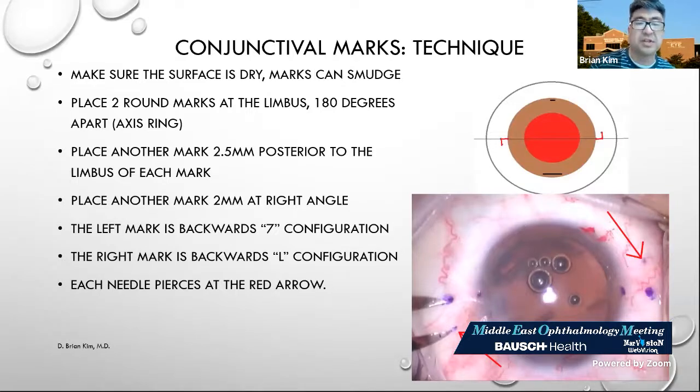So you can start on the limbus, and then I use an axis ring, or you can even use a cannula to find 180 degrees apart, and then mark 2.5 millimeters posterior to the limbus, and then 2 millimeters adjacent. So the left side is going to be a backward 7 configuration, and the right mark is going to be a backward L configuration.